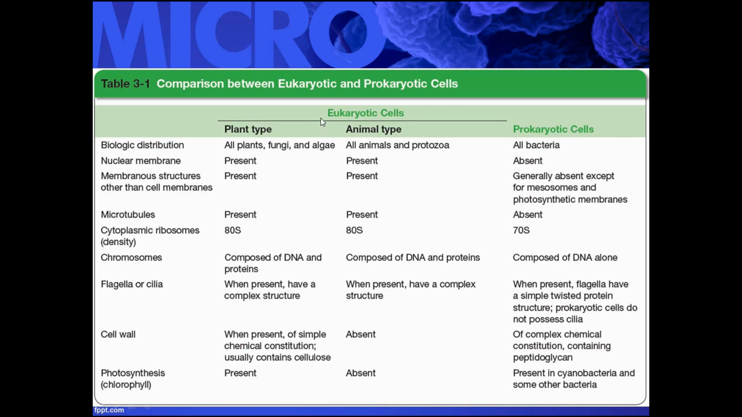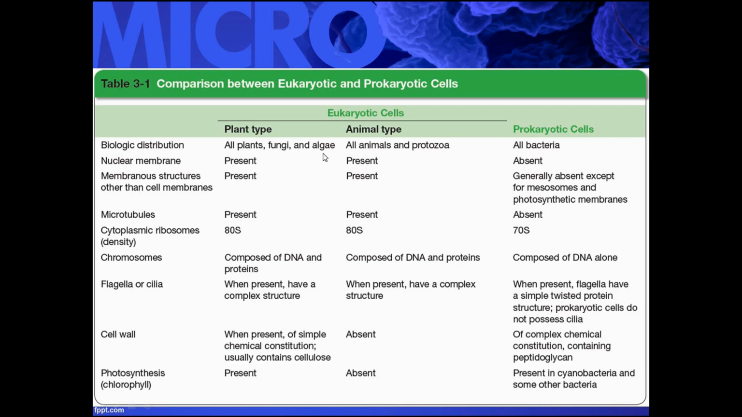The cell wall. Plant type cells mostly have cell walls, and they are of simple chemical constitution, usually cellulose, with the exception of fungi, which have chitin. The animal type cells don't have cell walls. The prokaryotic cells have cell walls, and it is of complex chemical constitution containing peptidoglycan. The photosynthesis is present in plant type, but not in animal type, and it's present in cyanobacteria and other types of bacteria.